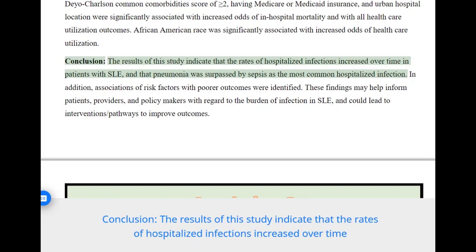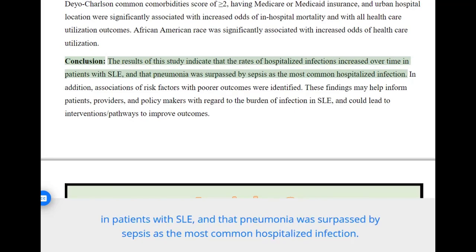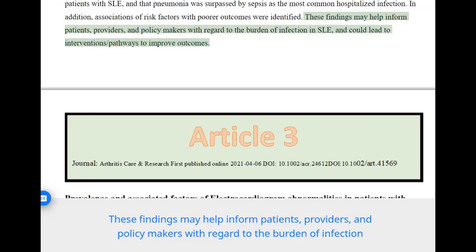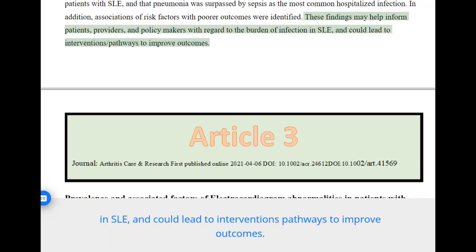Conclusion: the results of this study indicate that the rates of hospitalized infections increased over time in patients with SLE, and that pneumonia was surpassed by sepsis as the most common hospitalized infection. In addition, associations of risk factors with poorer outcomes were identified. These findings may help inform patients, providers, and policymakers with regard to the burden of infection in SLE, and could lead to intervention pathways to improve outcomes.